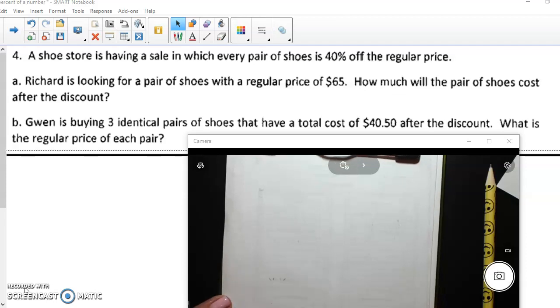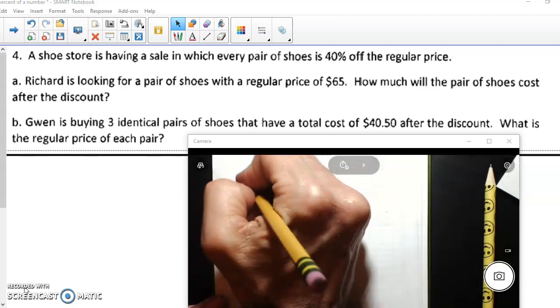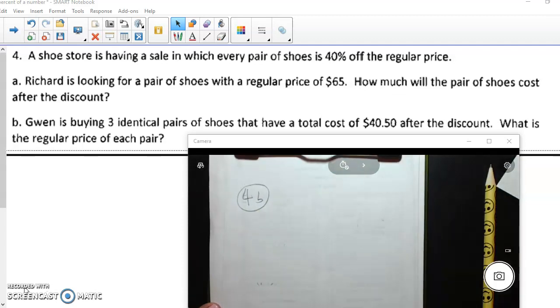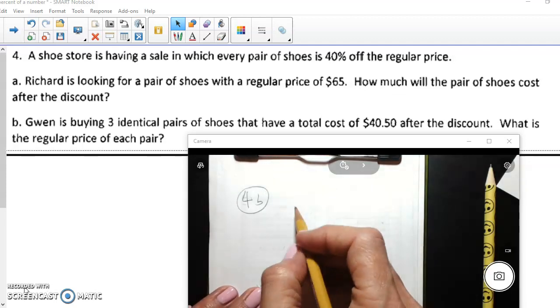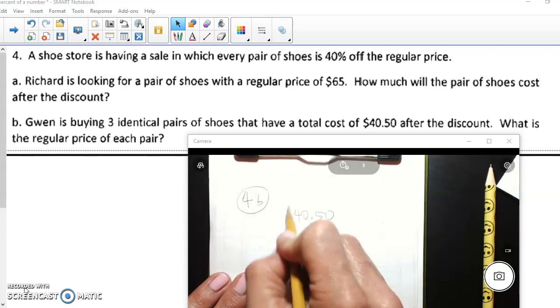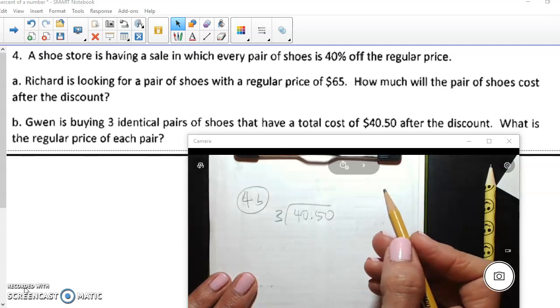We are now going to do the next part about Gwen. So this is 4B. And Gwen, she goes shopping too. She has 3 identical pairs of shoes that cost a total of $40.50 after the discount. 3 pairs of shoes. That's pretty good. So what is the regular price of each pair? All right, let's find out the price of just one pair. $40.50, and we're going to divide by 3 to find out just one pair.